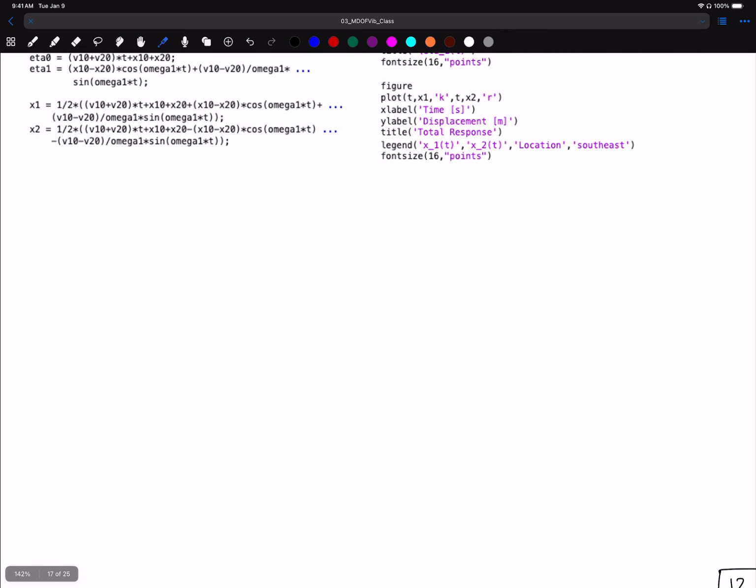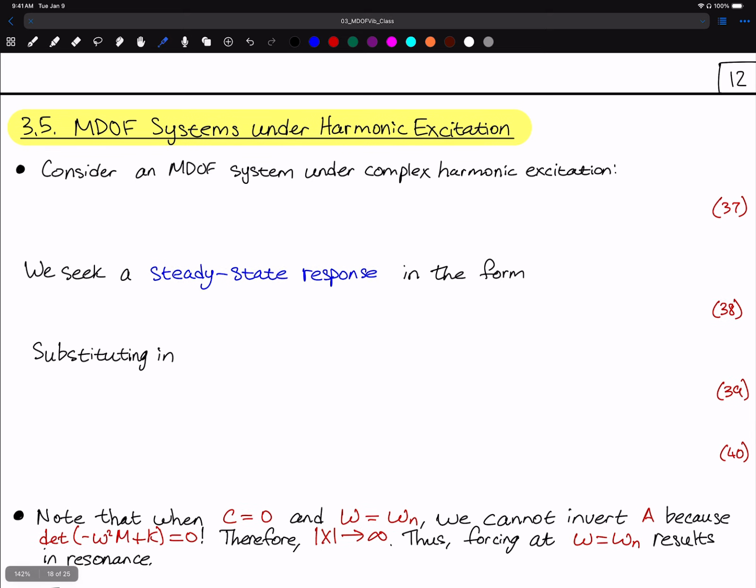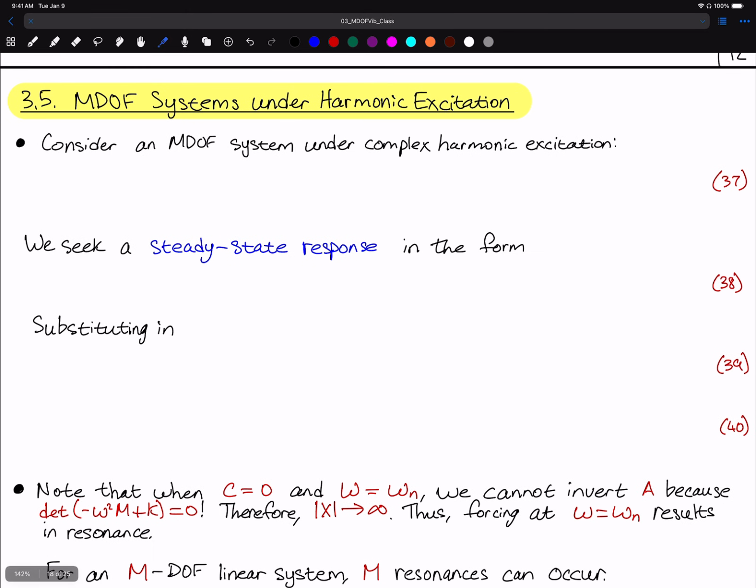Okay, with that in mind, we're now going to move on and switch to looking at multi-degree of freedom systems under harmonic excitation.